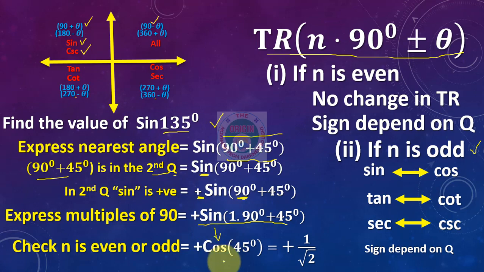After completing the trigonometric conversion, there is no need to write down this step, 1 into 90. What is theta? So write down that angle here: plus cos 45. What is cos 45 in your basic trigonometric values table? Plus, that is 1 by root 2. Cos 45 is 1 by root 2. So that is the process you may follow.